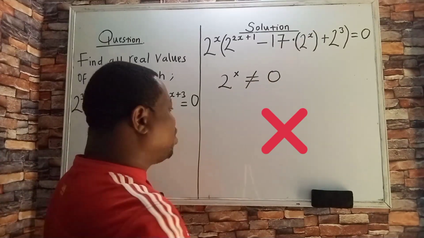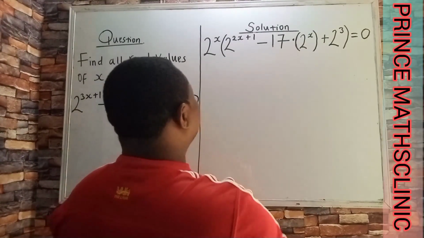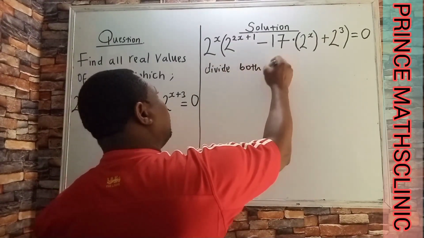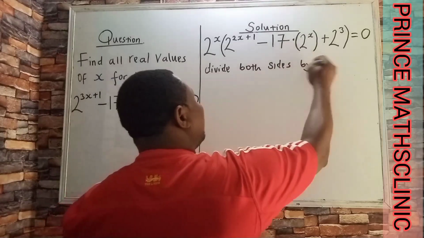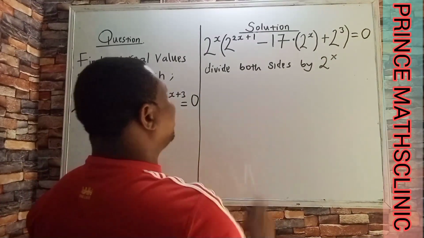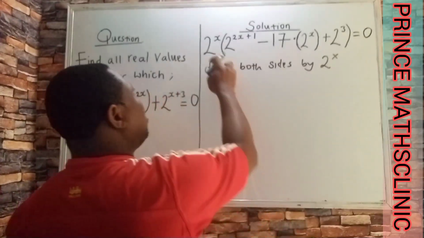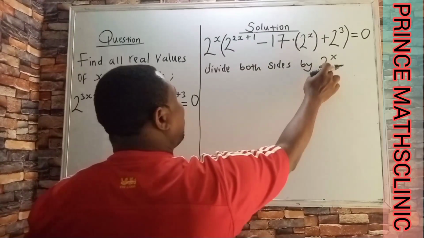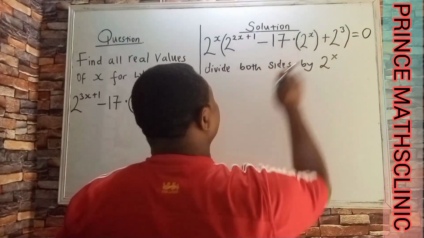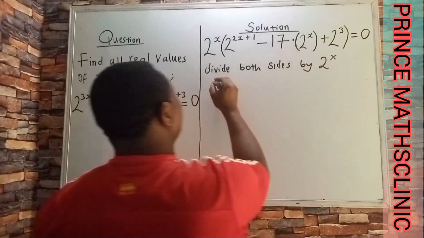So since it cannot be 0, I'm going to divide both sides by 2 to the power of x. If I divide both sides by 2 to the power of x, what I'm going to have will be what is in this bracket, because 2 to the power of x here will divide 2 to the power of x. Then 0 divided by 2 to the power of x will still give me 0. So I will have everything inside the bracket now equal to 0.